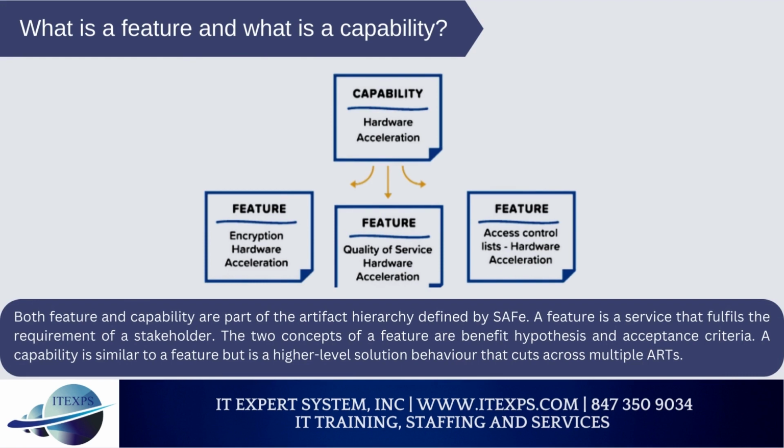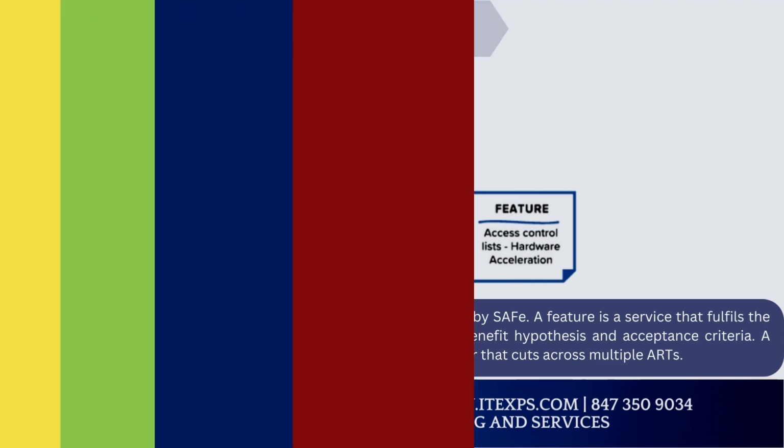What is a feature and what is a capability? Both feature and capability are part of the artifact hierarchy defined by SAFe. A feature is a service that fulfills the requirement of a stakeholder. The two components of a feature are the benefit hypothesis and acceptance criteria. A capability is similar to a feature but is a higher-level solution behavior that cuts across multiple ARTs.